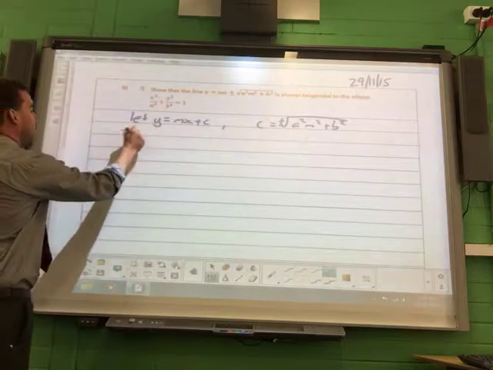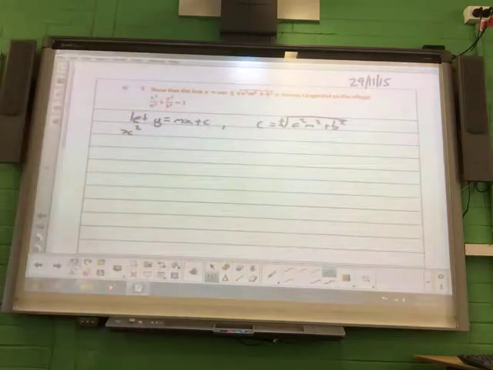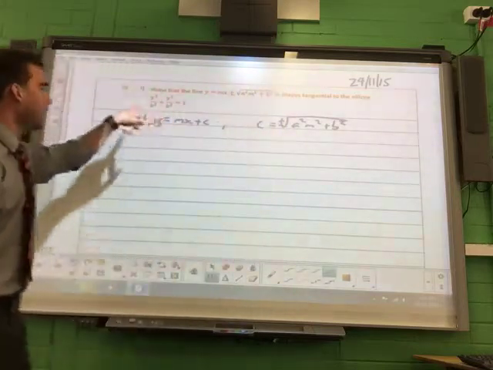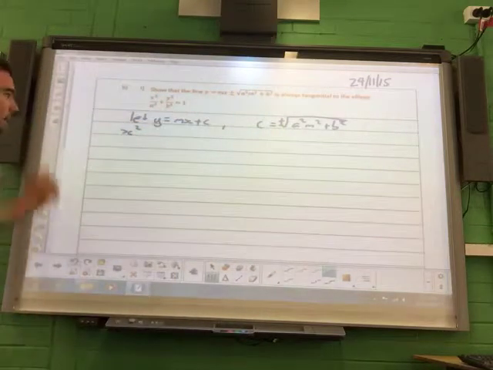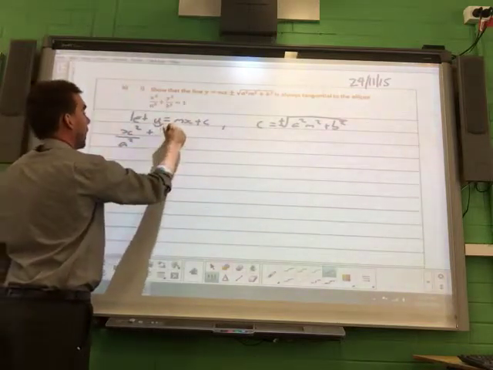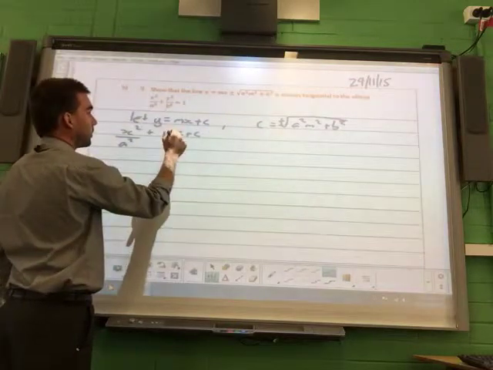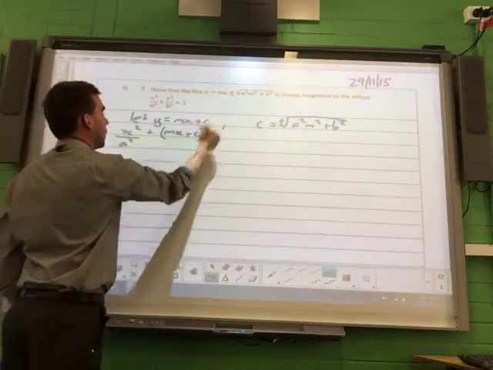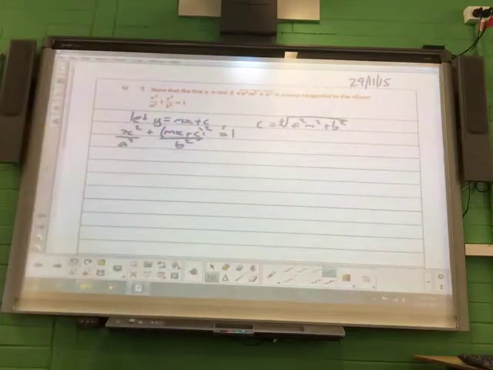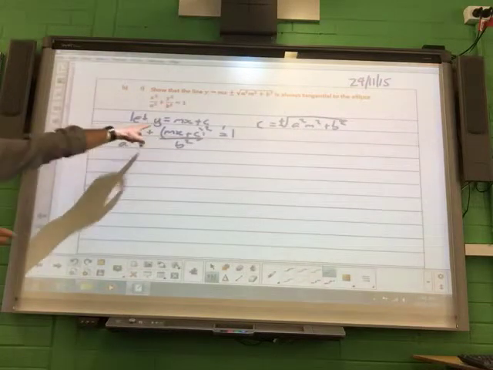So tangent means there is one intersection point. So I'm going to substitute that y value in for the y value in the ellipse. Instead of substituting all this, square root of all that, I'm just going to substitute c, and I'm going to deal with that later. So x squared over a squared plus mx plus c all squared over b squared is 1. Right, so we're going to remove the denominators, and we're also going to expand this.